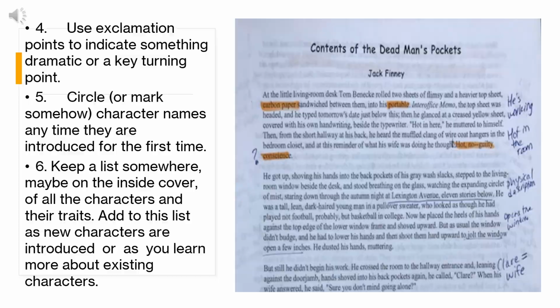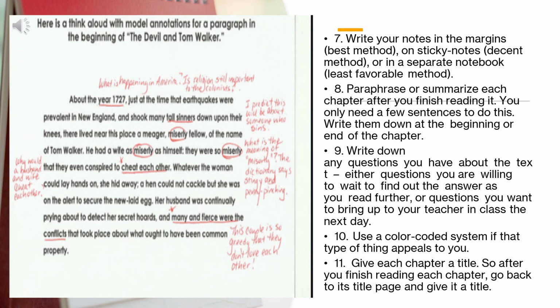Let's continue. Again, we're talking about the 11 strategies suggested by Azevedo on making annotations. So we are now on number 7, 8, 9, 10, and 11. Number 7, write your notes in the margins. That is the best method. On sticky notes, decent method, or in a separate notebook, least favorable method.